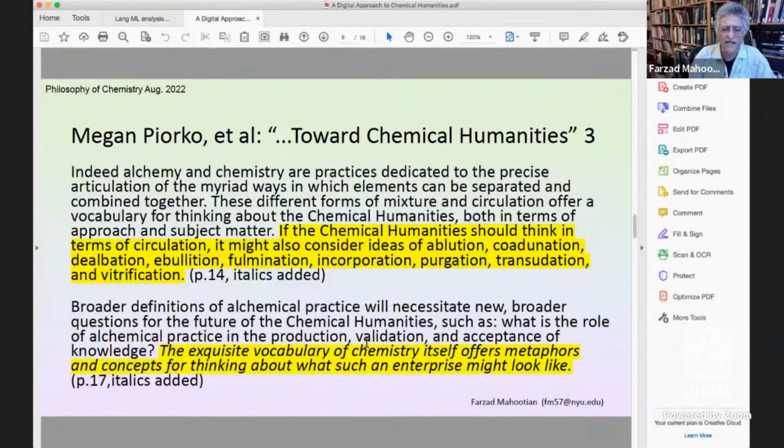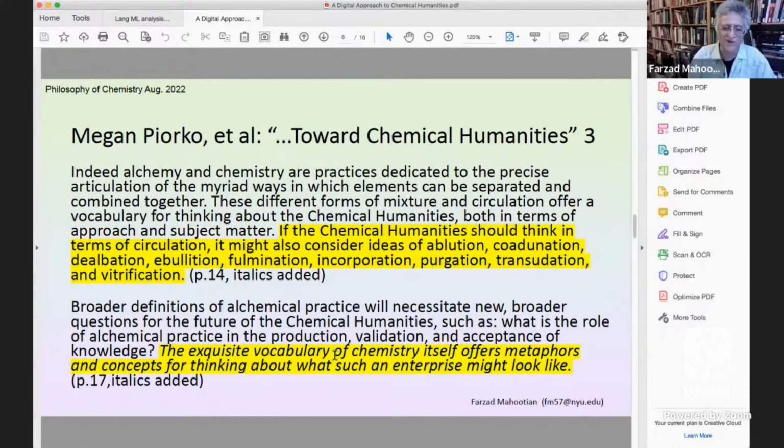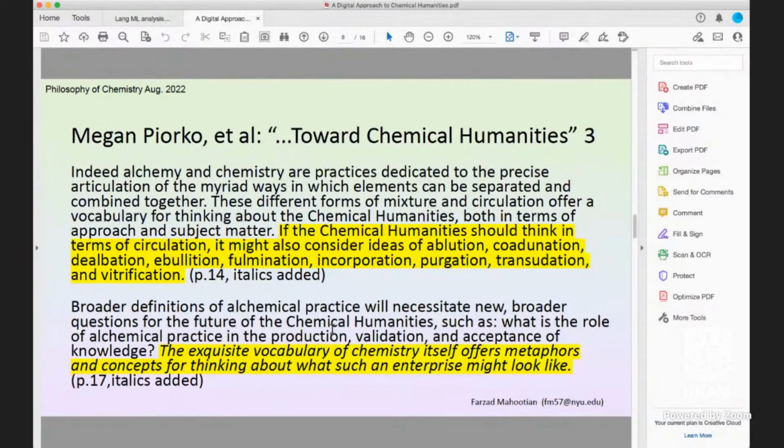So let's see. Here are some of those vocabulary moments that Pjorko mentioned. I've got to speed up because I've got two more things to do. So she picks some terms.